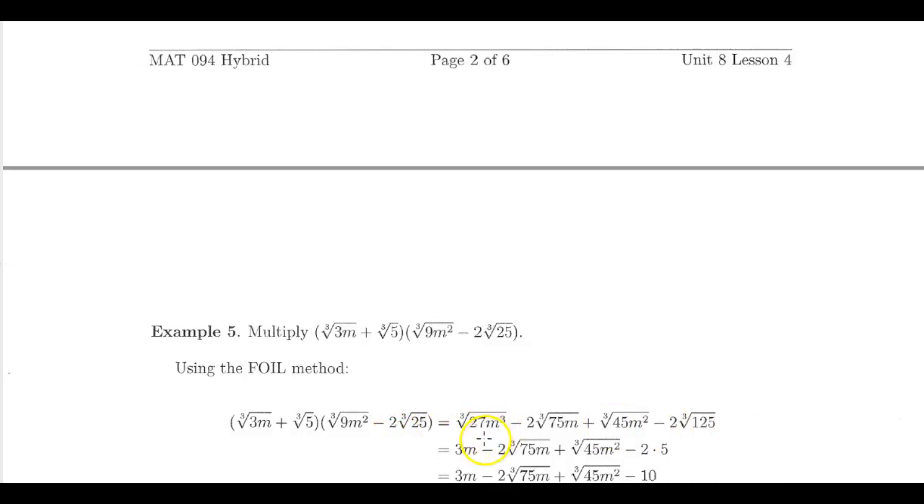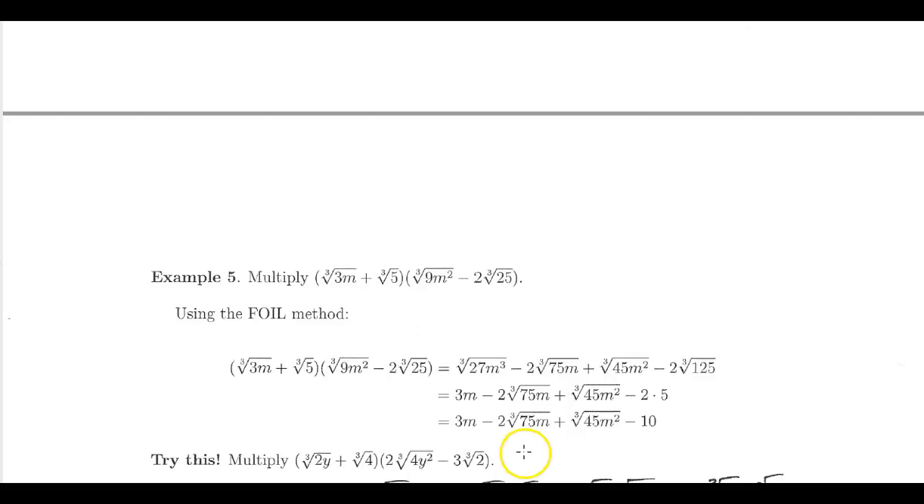So the cube root of 27m cubed is 3m, minus 2 cube root of 75m, plus the cube root of 45m squared, minus 10 will be the simplified answer. 75 is not a perfect cube, or does not have a perfect cube as a factor. So this is simplified. So now try this one, pause the video, try it out, and come back and check your answer with my answer.